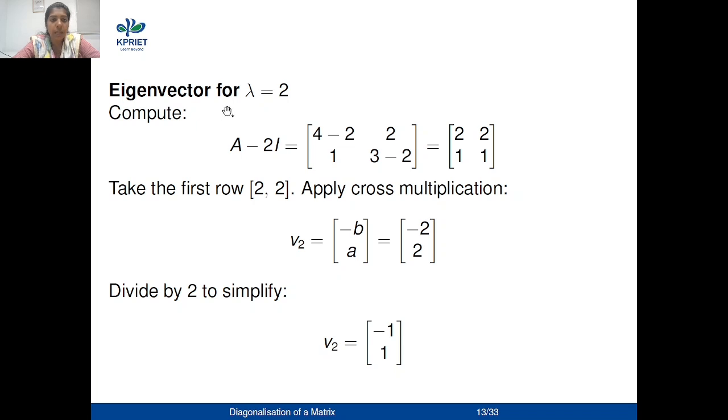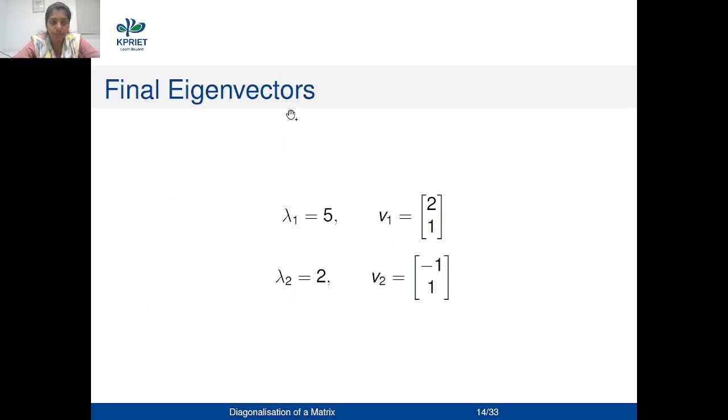Similarly, I am considering the eigenvector for the eigenvalue lambda equal to 2. So A minus 2I. For this, the reduced matrix is 4 minus 2, 2, 1 and 3 minus 2, so this reduced matrix is 2, 2, 1 and 1. According to the formula, a is 2 and b is also 2. So minus b is minus 2, and a is 2. Here I have the scalar multiple 2. If I take 2 outside, the reduced vector is minus 1 and 1. So this is the eigenvector for the eigenvalue 2. The conclusion is that in this matrix I have two eigenvalues and I have found one eigenvector for each eigenvalue.